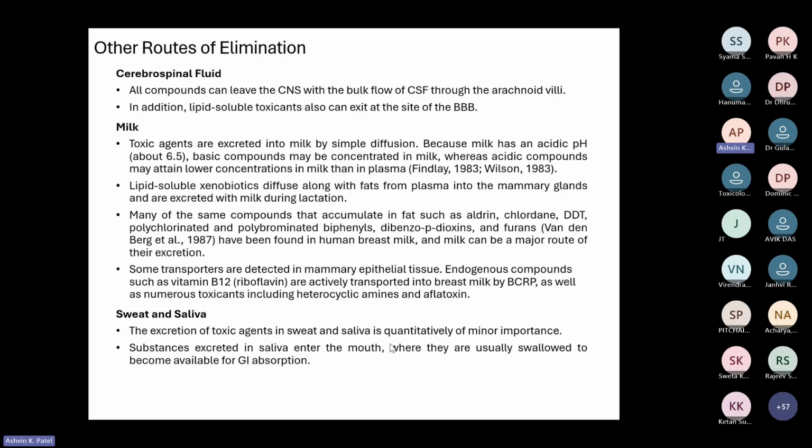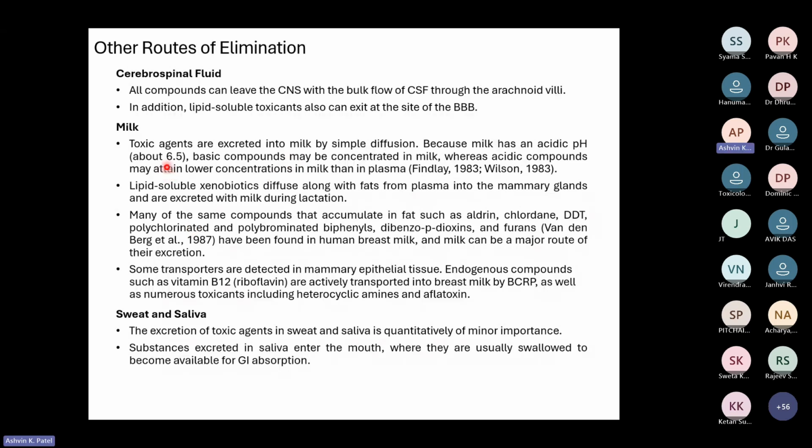Other routes of elimination include cerebrospinal fluid. All compounds can leave the CNS with the bulk flow of CSF through the arachnoid villi. In addition, lipid-soluble toxicants can also exit at the site of the blood-brain barrier.